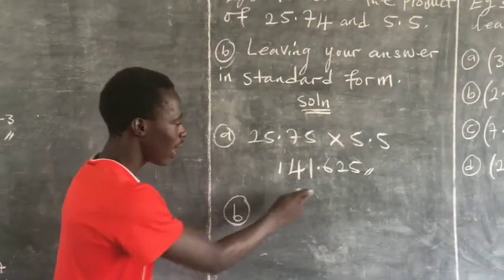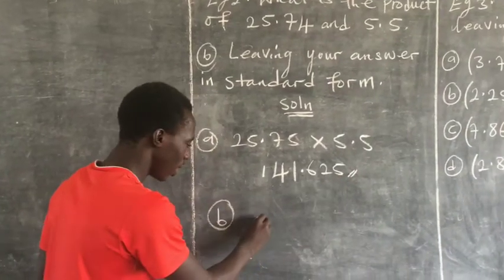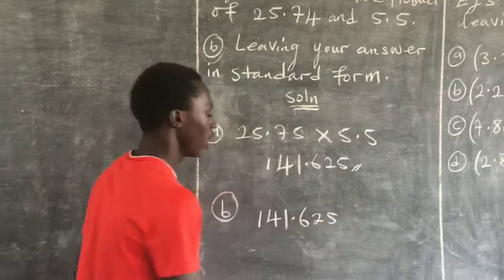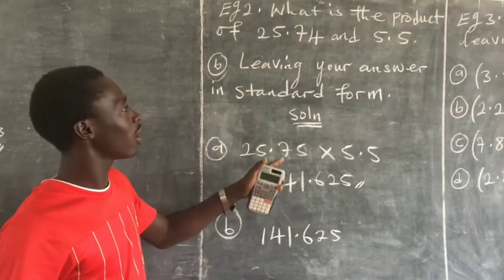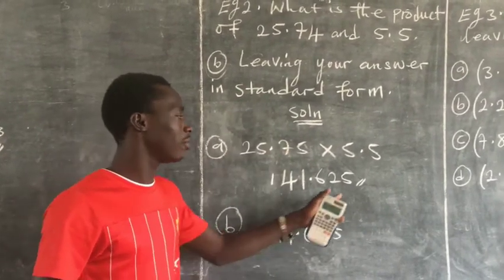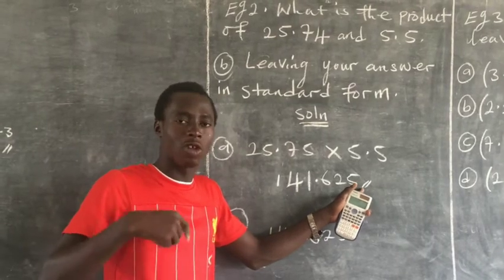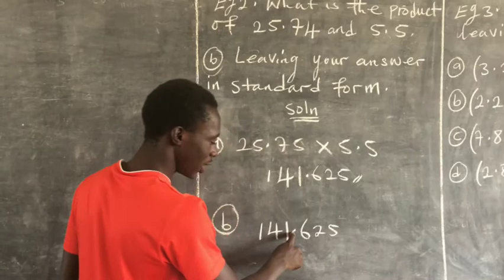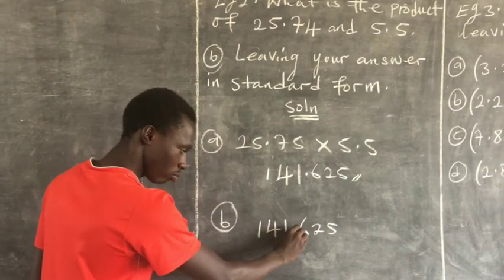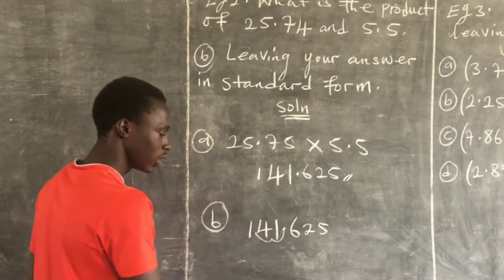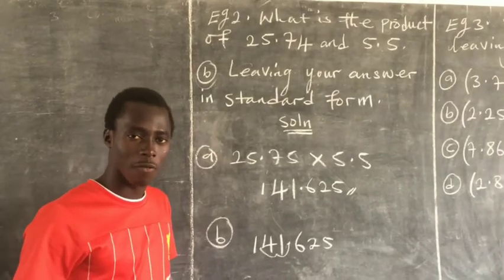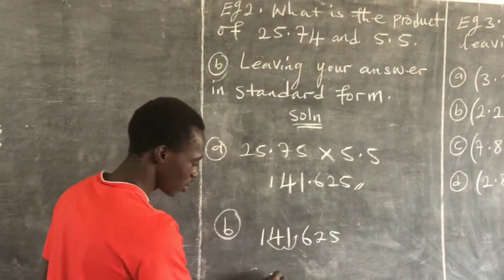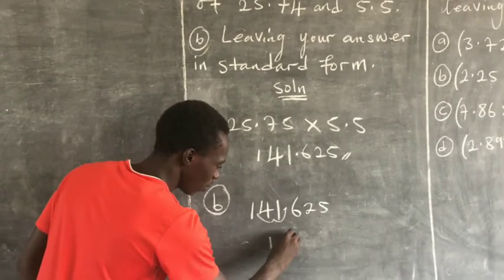Take the answer that you got from A, bring it down. That is 141.625. Now, B, they ask you to leave your answer in standard form. It means the answer that you got in A, you have to take it to standard form. Now, the decimal point is here. Moving 1, 2, since the decimal point should be between the first and second number, so we move it 1, 2 times.